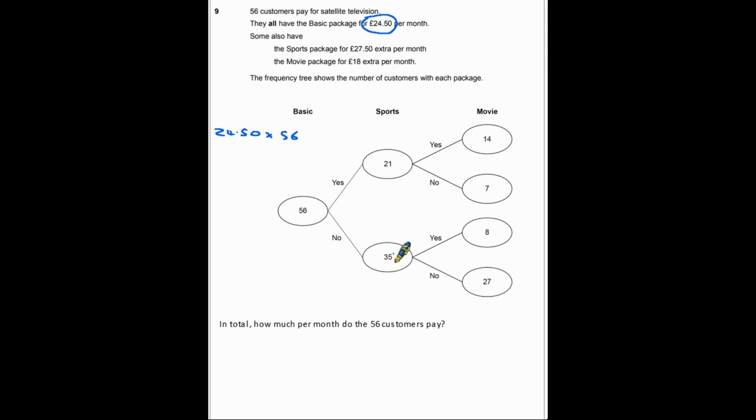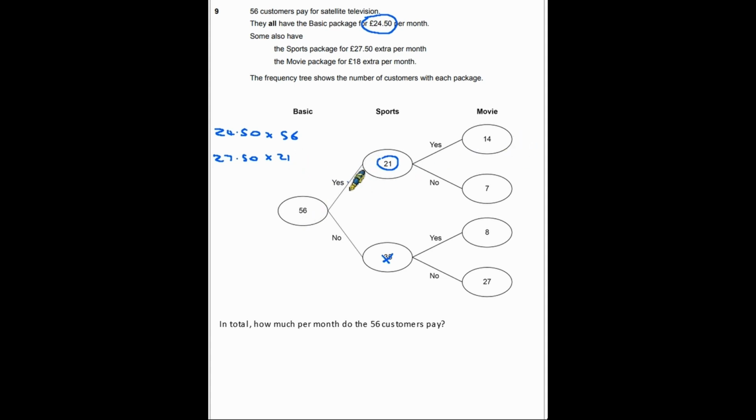Well, these 35 don't, these 21 do. So they are paying £27.50 extra. So that's £27.50, and there are 21 of them. Let's move on to the movie package.